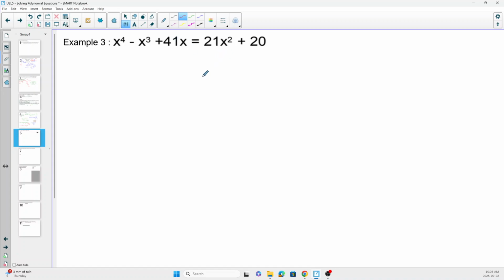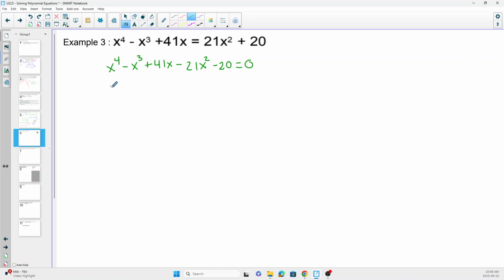We could definitely do this on Desmos. We could put these two functions in as two separate functions, and then we could solve them. But again, that's not the method we're going to be using when we're solving by hand. What we know how to do is solve when it's equal to 0. So we bring these all over and turn it into one function. If I want to get rid of this on this side, then I have to take away 21x squared from both sides and take away 20 from both sides so that I'm left with 0.